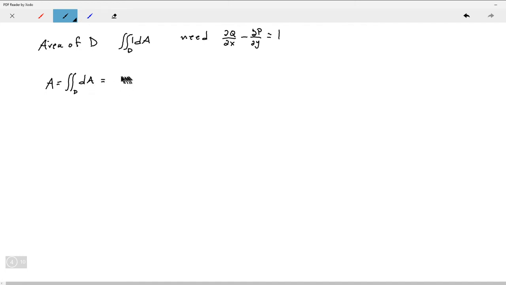And then that's going to turn into the line integral. Again, we want a positively oriented curve, over a positively oriented curve of one half, 1/2, and then x dy minus y dx. All right, and when we're looking for areas, that's pretty much the way we're going to do this.